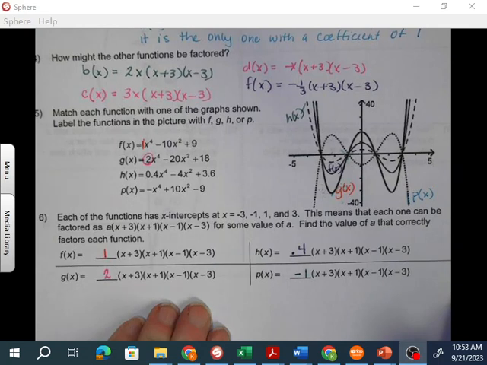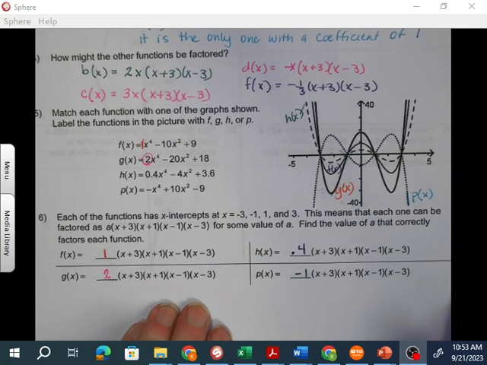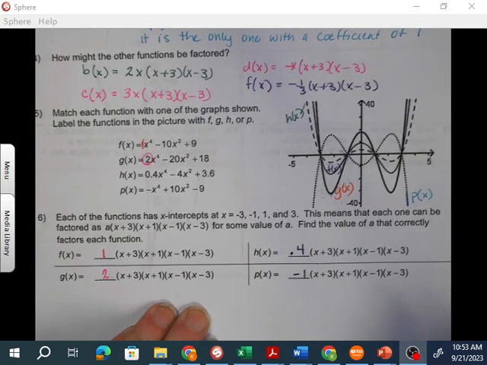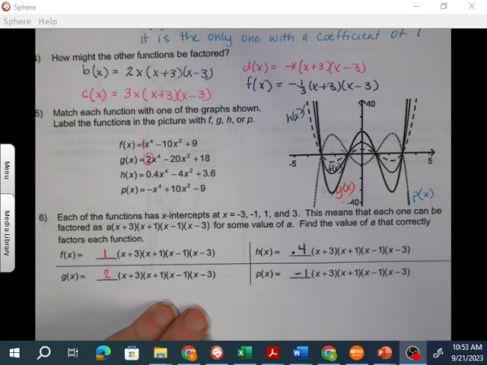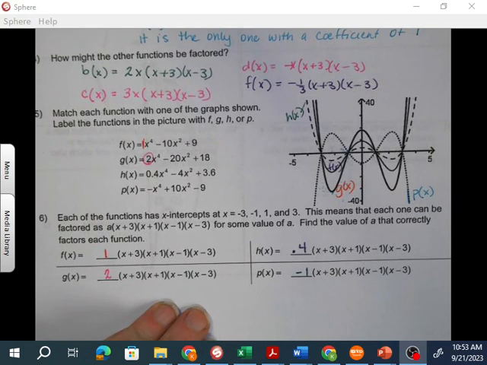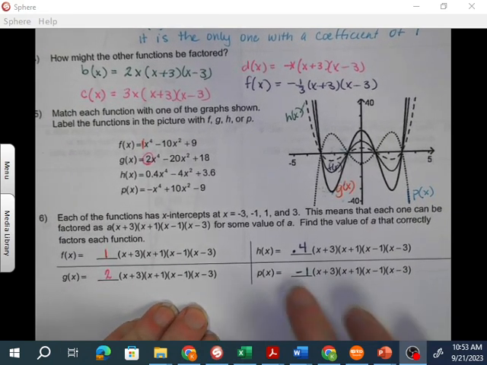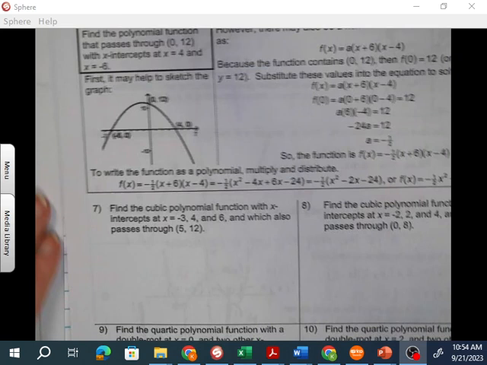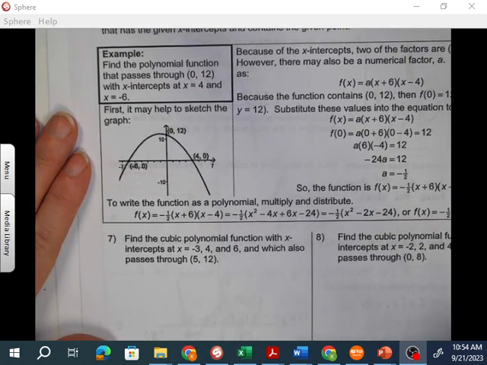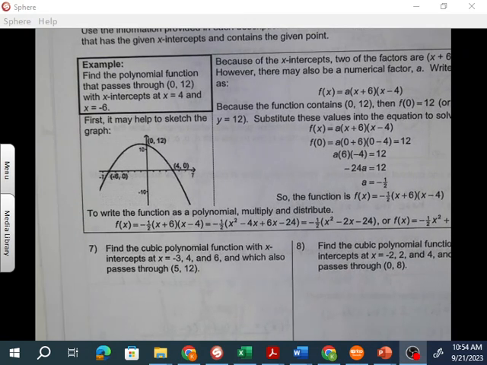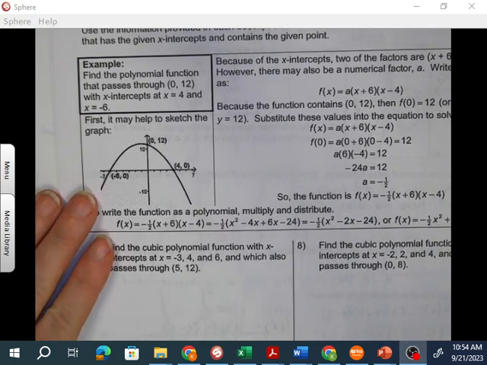Is everybody okay so far? As we do this, it starts to make a little more sense why that last one at the end, when I multiplied it out, was almost right, but not exactly right. I had the correct factors, I just didn't have that coefficient in the front yet. They can give you information to help you determine what that coefficient is, if they don't give you the coefficient.